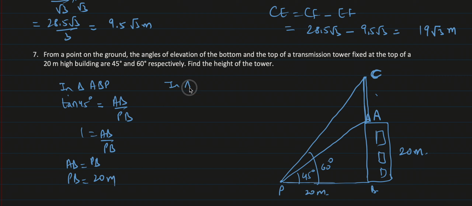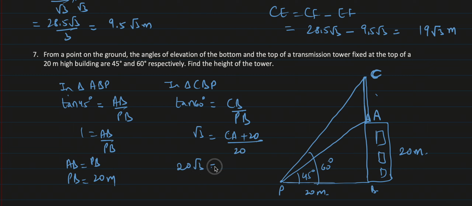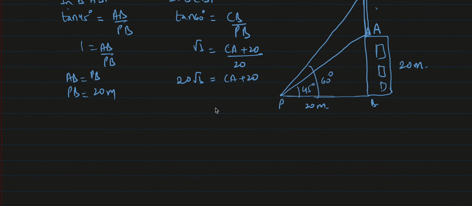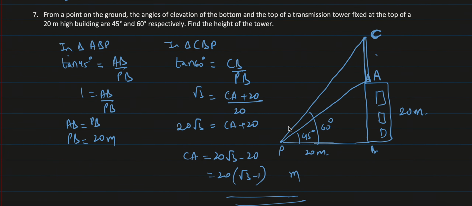Now in triangle CBP, tan 60 degree is equal to CB by PB. Tan 60 is root 3. CB is CA plus 20, by 20. So 20 goes here. So 20 root 3 equals CA plus 20. Now what will be CA? CA will be 20 root 3 minus 20 after transposition. Take 20 common, root 3 minus 1. Root 3 value is not given to us, so that is our answer. Height of the tower is 20 multiplied by root 3 minus 1.